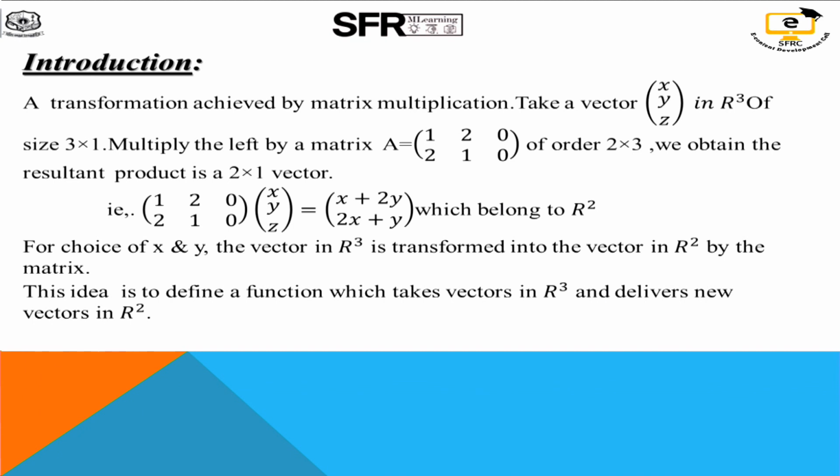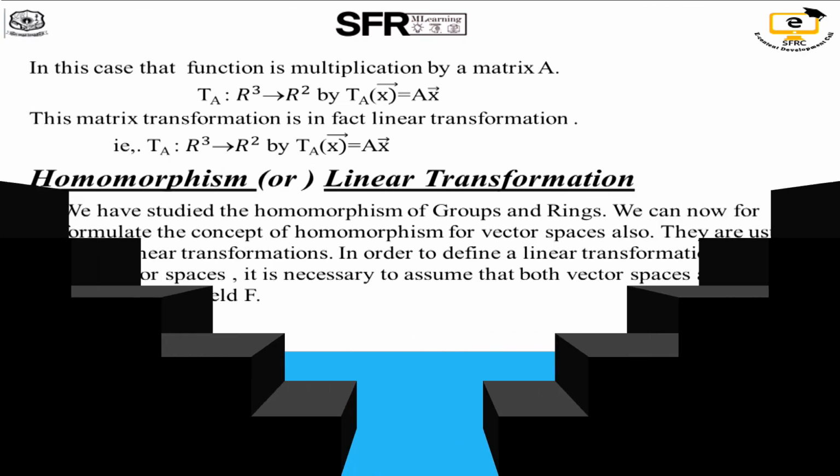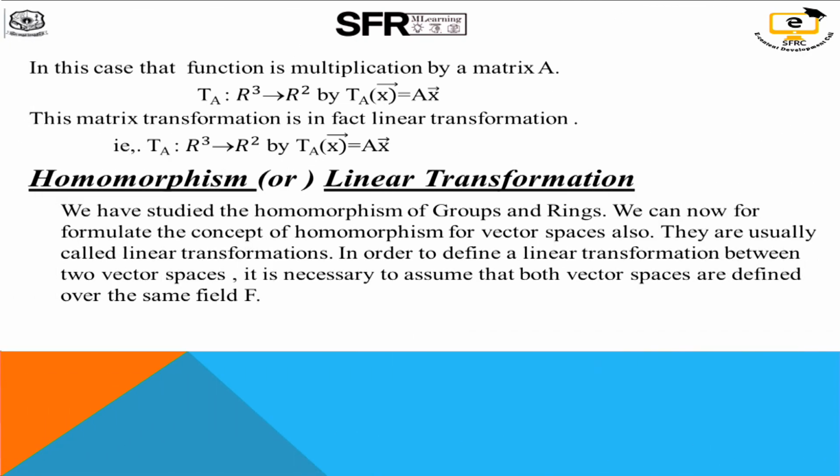Now we can see that we have taken a vector in R3, and the resultant vector is in R2. Here, for any choice of x, y and z, the vector in R3 is transformed into a vector in R2 by the matrix A. This is the basic idea to define a function which takes vectors in R3 and delivers new vectors in R2. In this case, that function is multiplication by a matrix, T_A. In fact, this matrix transformation is simply a linear transformation.